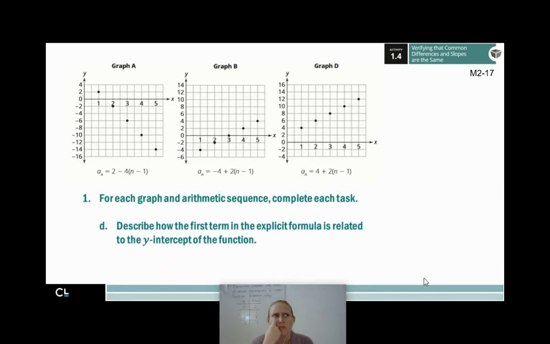We had this issue before, right? How is that first term in our explicit formula related to the y-intercept of the function? There actually is a relationship there. Go ahead and hit pause and jot down if you can figure out what that relationship is. They're not the same, but they are related. Hit play when you're ready to check your work.